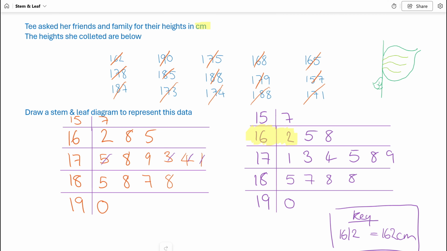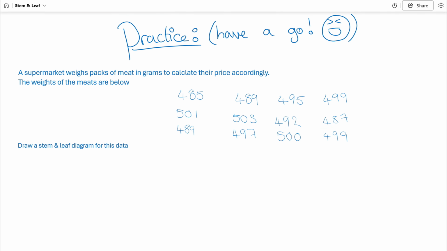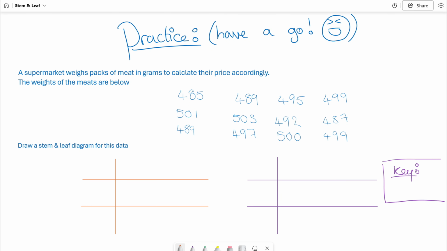All right, let's look at a practice for you to do. Here's an example for you to try. Feel free to pause the video and have a go at it, and then resume the video when you're ready for the answers. Alright, welcome back. Let's get straight into it. So we already know that I'm going to do the stem and leaf twice.